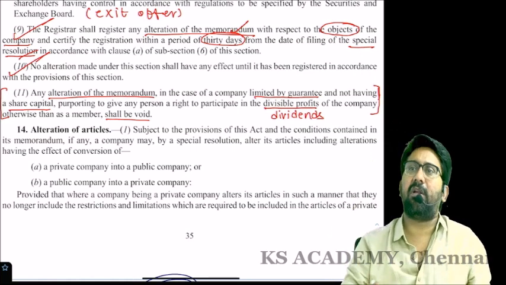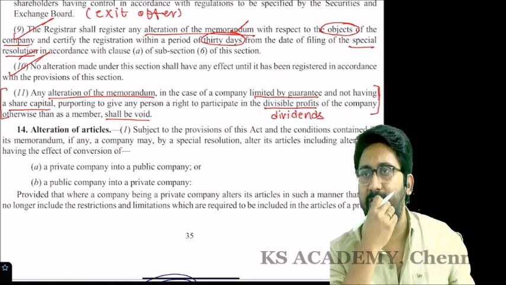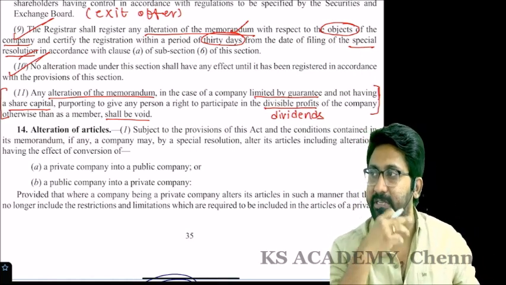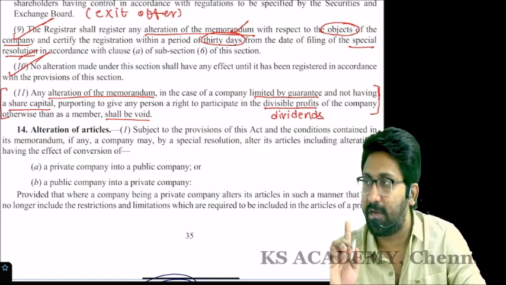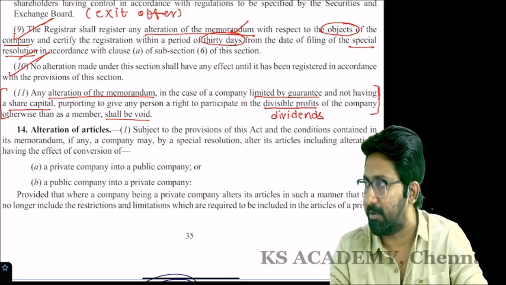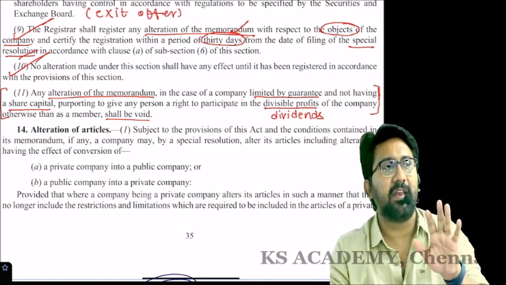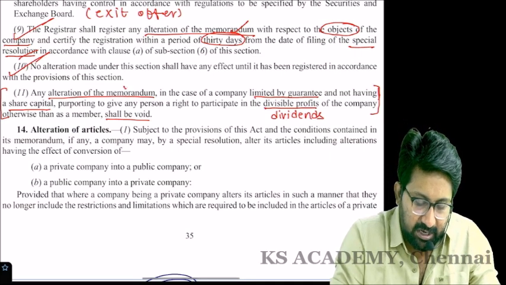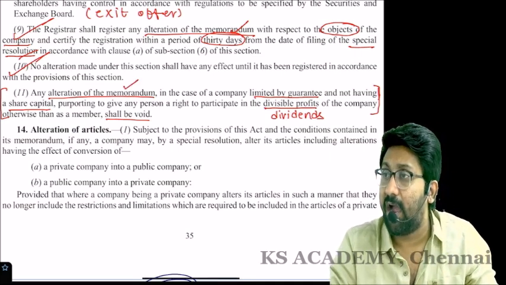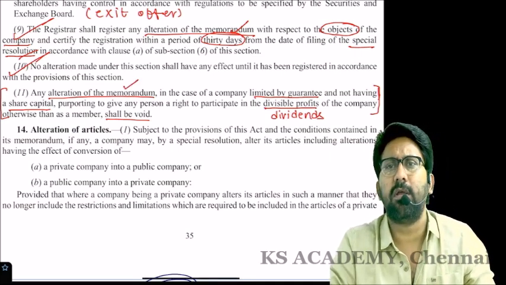In the chapter called share capital, we will get a reference to this with a very big section. As of now, I will give a summary. Remaining content we will see in the share capital chapter. The point is very clear. Listen carefully first. Point number 1, there is an alteration. Alteration to what? Memorandum.